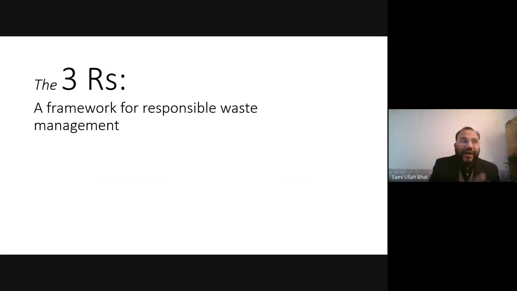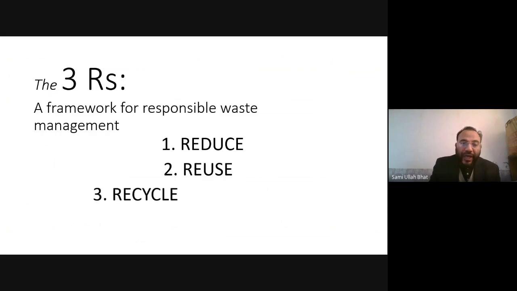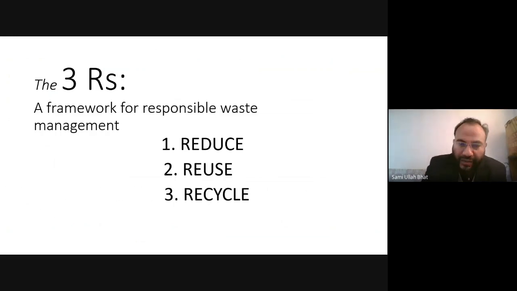I will be spending half an hour on these 3 Rs. That is what we call the framework for responsible waste management. You have actually heard these 3 Rs. One is reduce, second is reuse, and third is recycle.